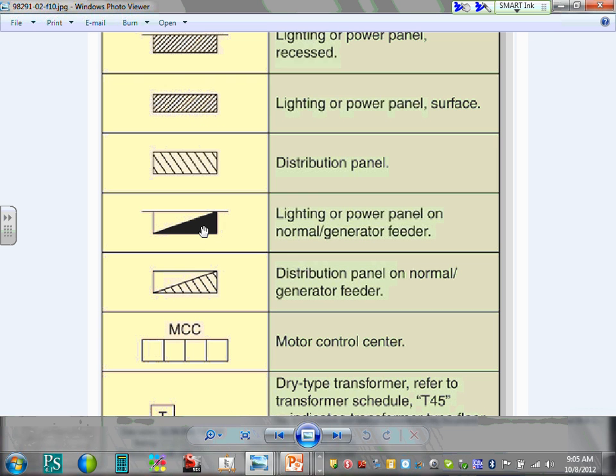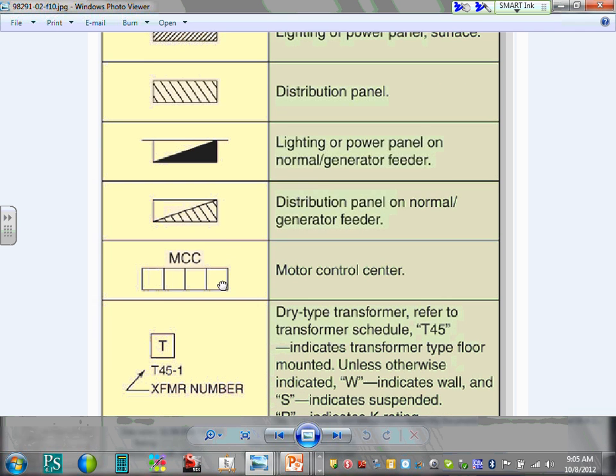So look how they use this symbol to indicate generator. This is an emergency panel. Can you guys see that? So when you look at the blueprints, make sure you're aware of that. Otherwise, you're going to get confused. Distribution panel on the normal, not generator.